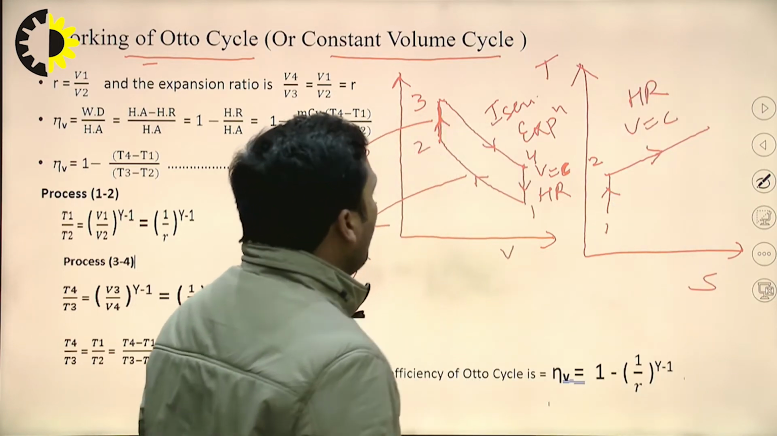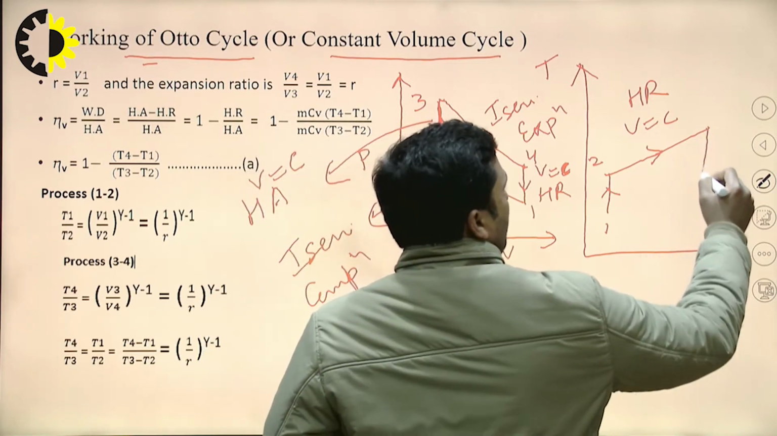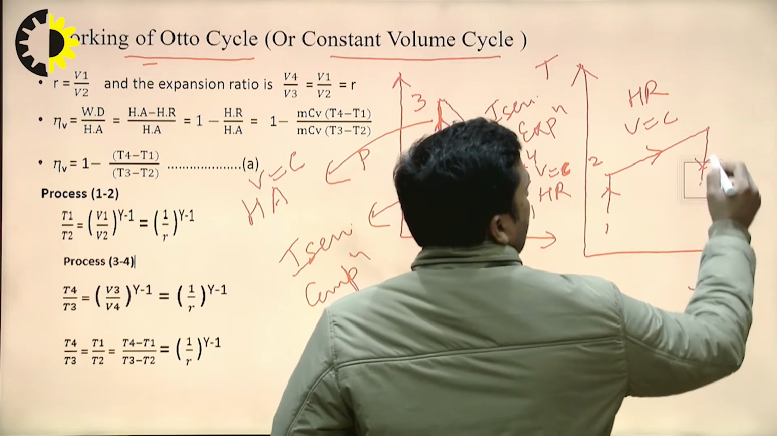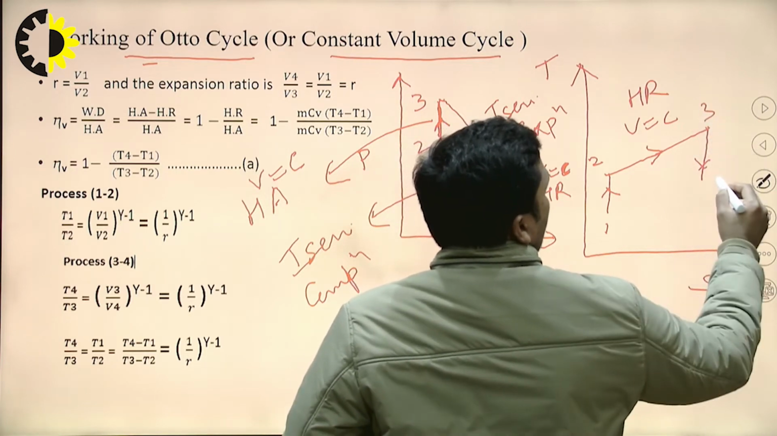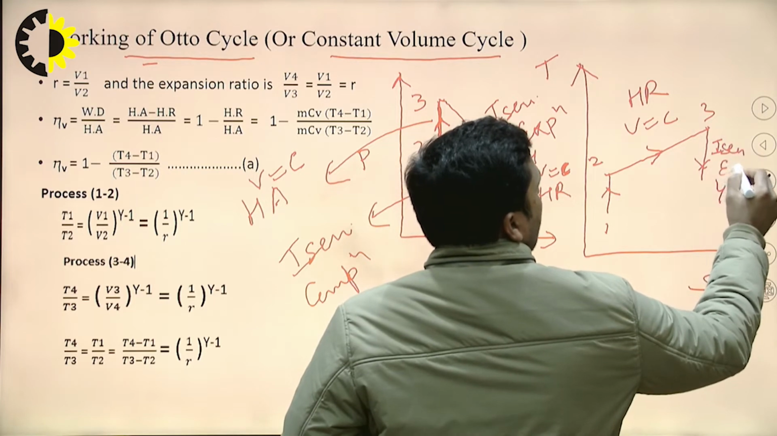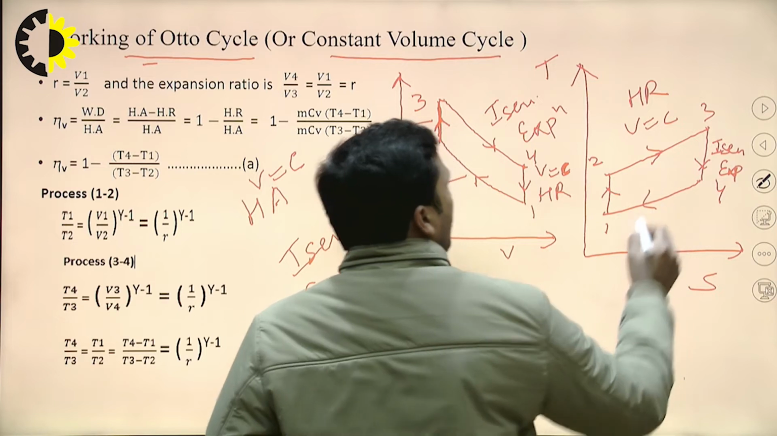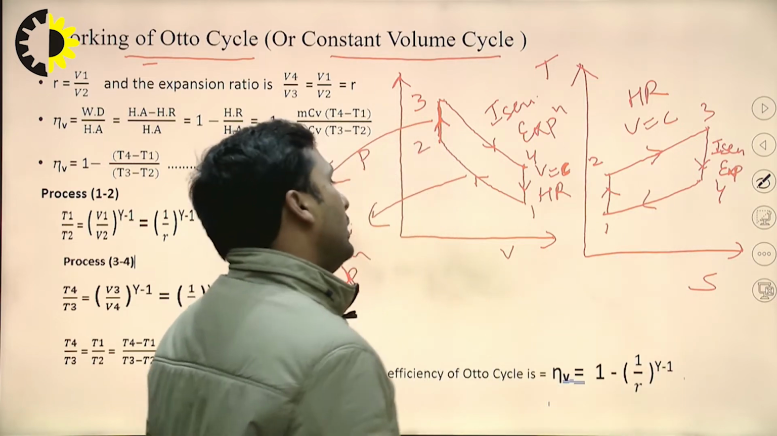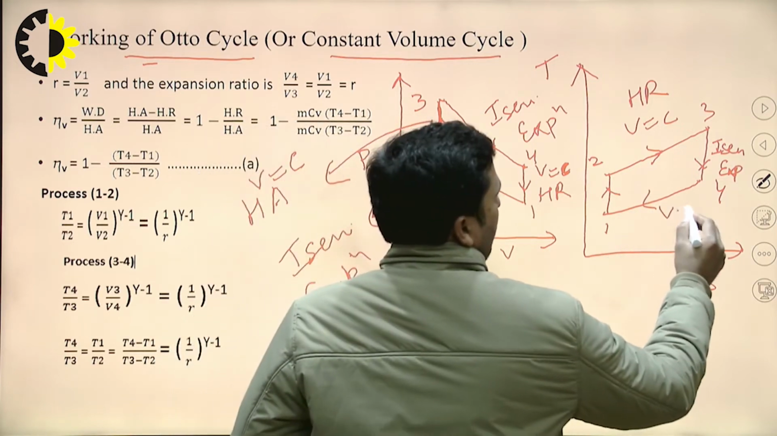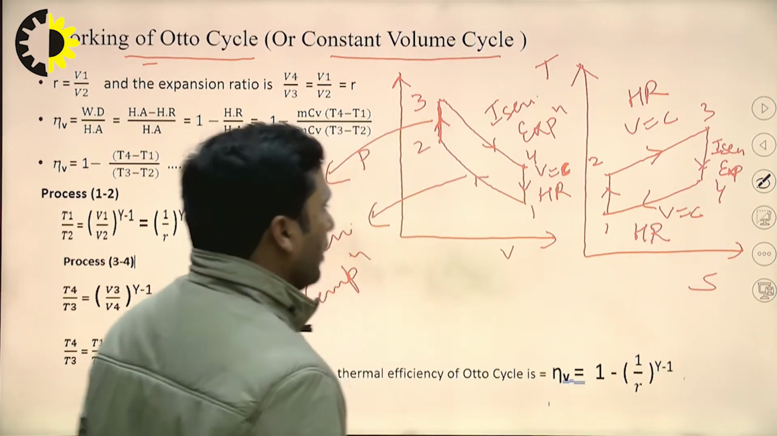And 3 to 4 is the isentropic expansion process, and during this expansion temperature decreases. 3 to 4 isentropic expansion process, and process 4 to 1 is constant volume heat rejection process. So these are the PV and TS diagrams for Otto cycle.